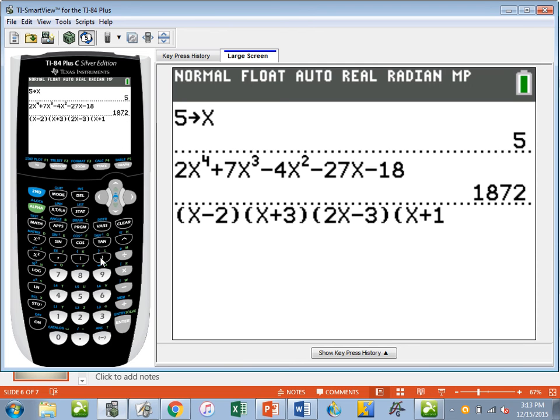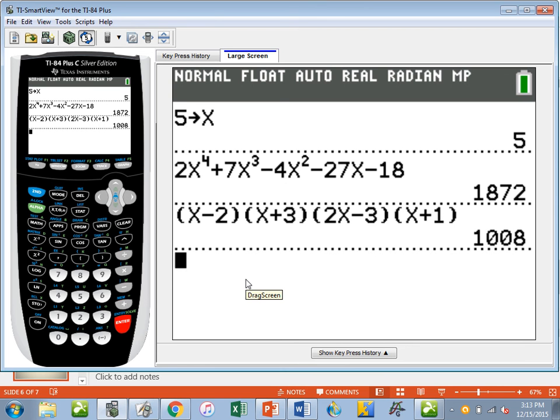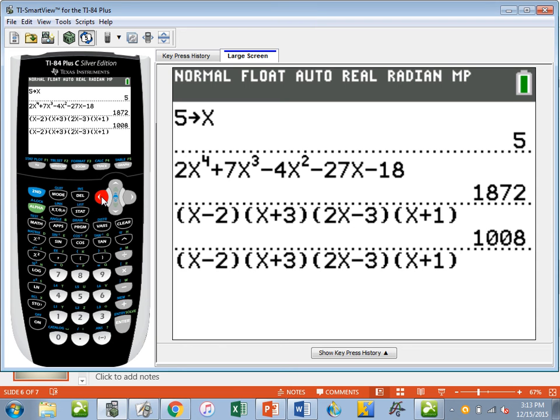So when I put that in, I just want to make sure that the answers match, which it does not. Oh, I put in 2x minus 3. This should be 2x plus 3. So let me come back here and fix that. This should be 2x plus 3, not minus 3. So now that should work. 1872. There we go. So that's just something you can do to check yourself when you get to the end.